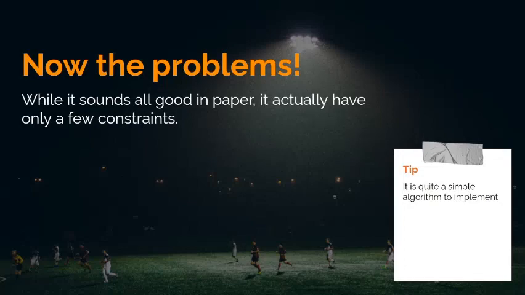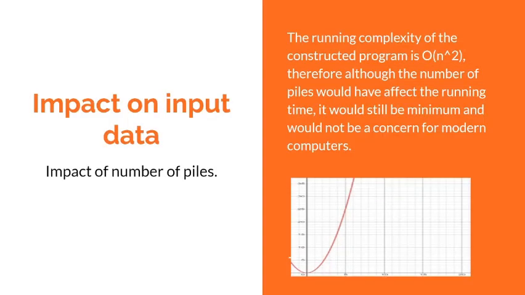Now we have the problems with the algorithm. Well, in theory, it really isn't much of a problem because the running complexity of big O n to the power of 2 isn't that bad if we consider all other types of algorithms, because this is relatively quite fast. And I have done testing with 1000 piles, and the running time is really not much different. The output is just like instant.